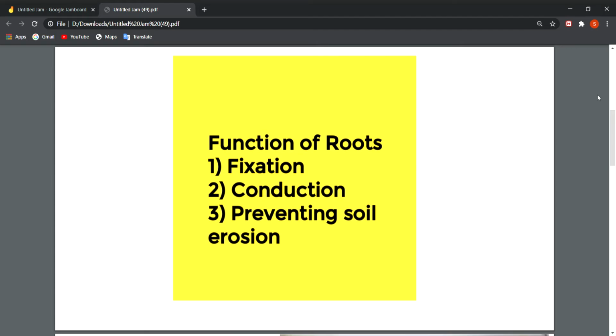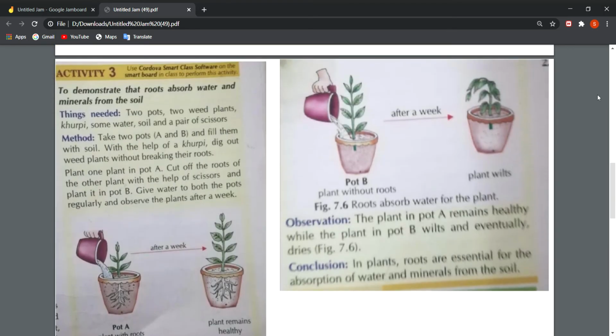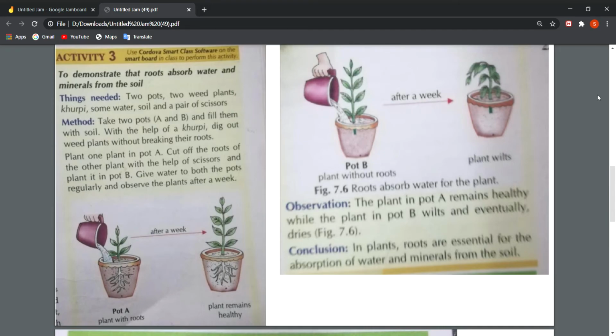Now we shall discuss the activity to show that the root absorbs water and minerals from the soil. For this activity you need two pots, two weed plants or any type of plant. You know what is a weed plant? A weed is an unwanted plant that grows on its own in your garden. So you will need two pots, two weed plants, one khurpi, some water, soil and a pair of scissors.